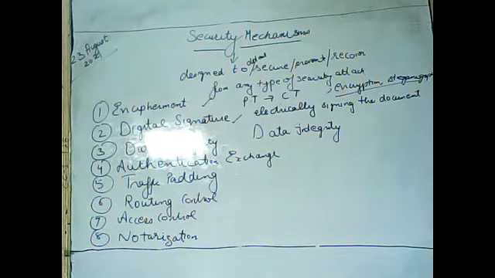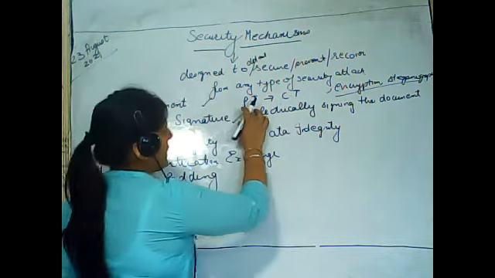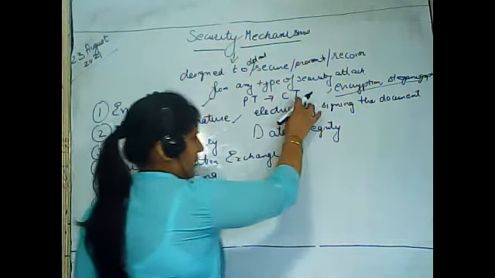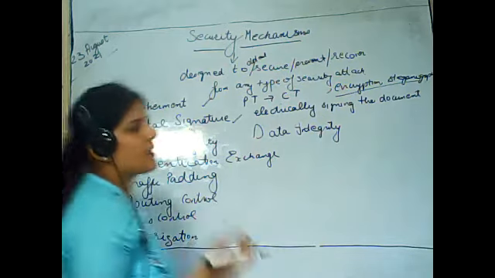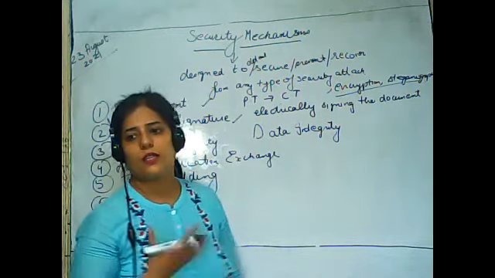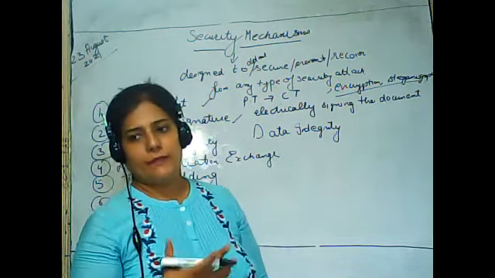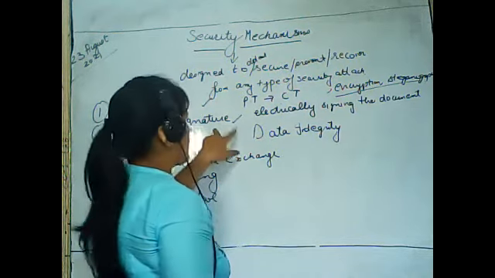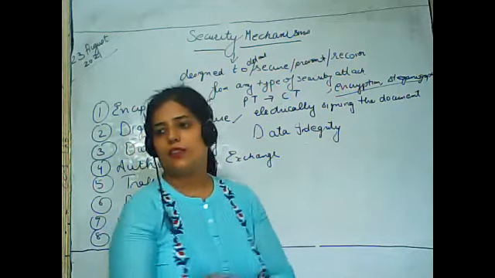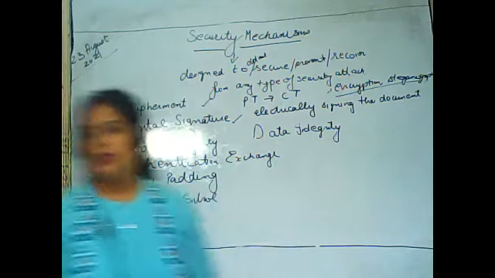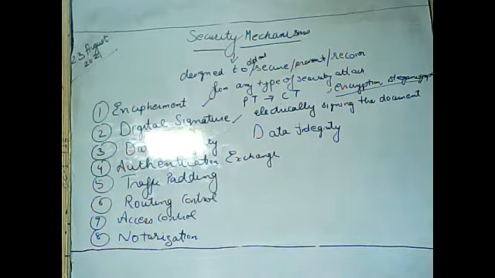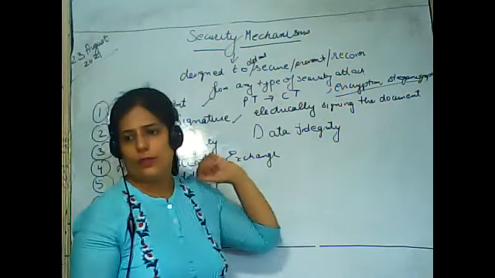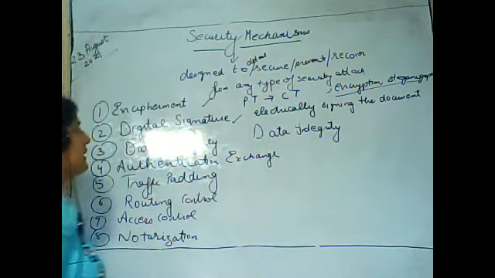The first was encipherment, in which we convert the plain text to ciphertext, where we can perform various encryption algorithms, or use the concept of steganography, which we will be discussing shortly. And the second was the digital signature, in which we were electronically signing that particular document, right? Third is data integrity.